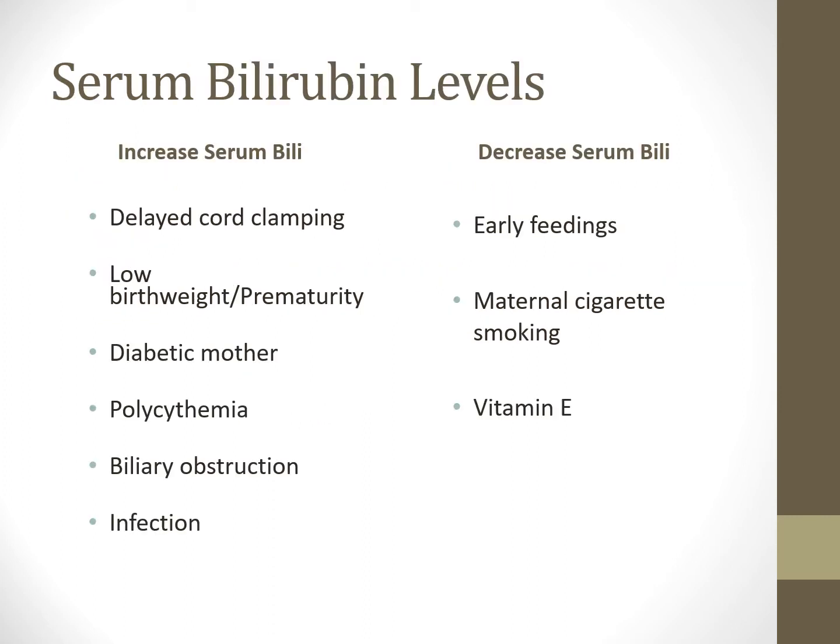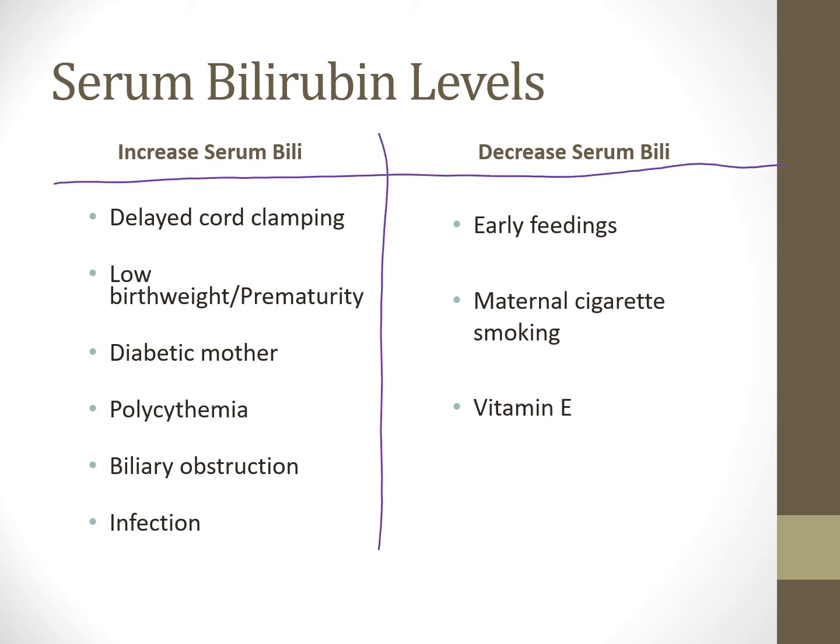All right, so the serum bilirubin levels. These are things that can increase the serum bilirubin levels and then things that can decrease the serum bilirubin levels. So when we're looking at delayed cord clamping, remember the baby's getting extra red blood cells, and that's going to be helpful in the long run, right? What are the risks versus benefits of any different situation? What are the risks and benefits of doing a blood gas? What are the risks and benefits of adding airway clearance therapy to a patient, right? So in this situation, what are the risks and benefits of delayed cord clamping?